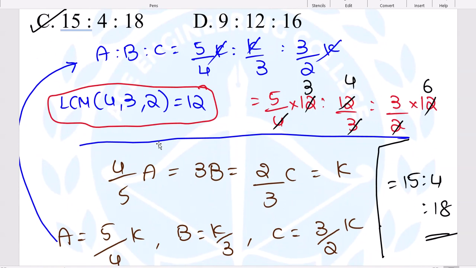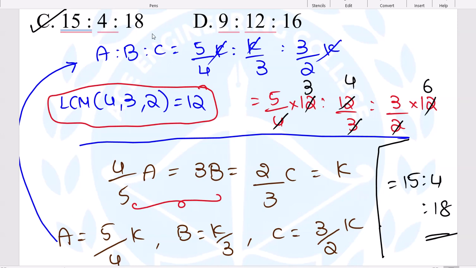This is the direct approach, or else what you can try now is to check the options by taking A and B and putting them in the equation 4 by 5A equal to 3B. Is it matching or not? When options are given, you can try option verification as well. Take A and B values from the option, put them in equation 1, 4 by 5A equal to 3B. If it's satisfying, that's okay. If not, remove it.